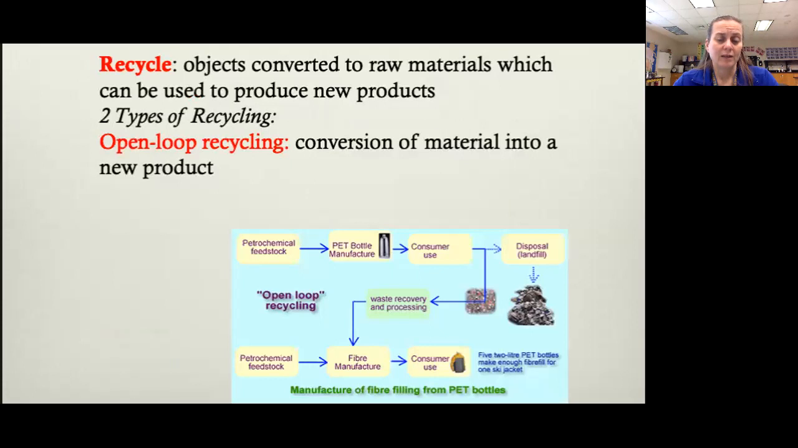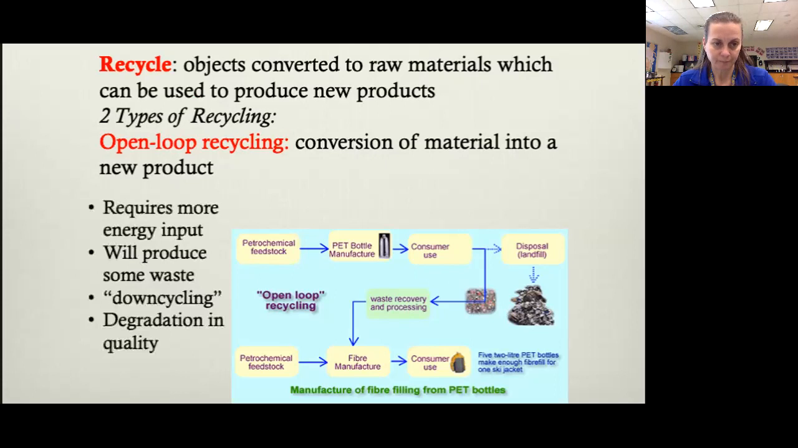When we recycle, we're taking a material that has been used, or maybe a material that hasn't been used, and we convert it back to raw materials, which can be used to produce new products. And there's 2 kinds of recycling. There's what's called open loop recycling, where you convert material into a new product. So a great example of this is when you see a jacket or a blanket or something and it's labeled that it was made from plastic bottles. So recycling plastic bottles, PET bottles, can actually be made into fiber for clothing.